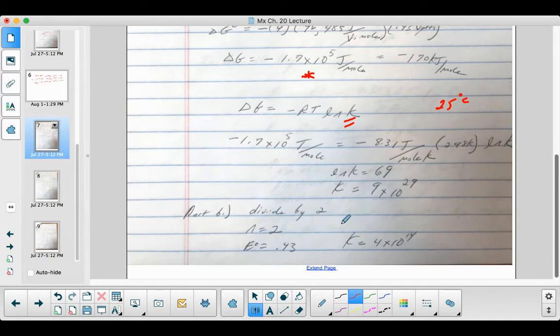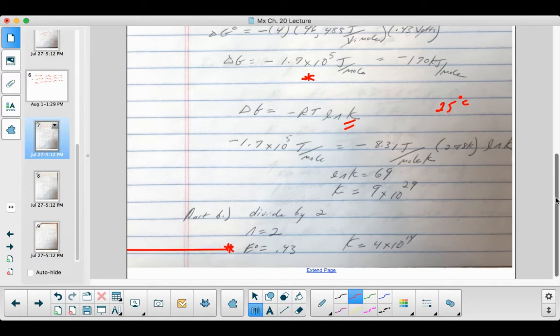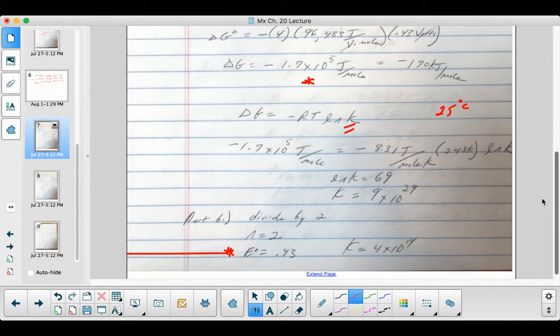So the number of moles of electrons that pass through the cell would be divided by 2. Now this is important. The E naught does not change. It does not change based on coefficients. It's always the same value. So if you plug those values into your equations, because your moles are cut in half up here in this equation, your delta G gets cut in half.